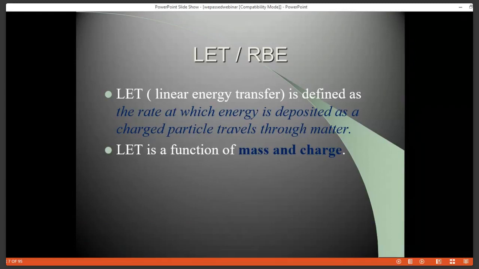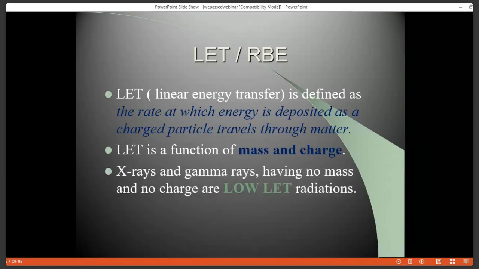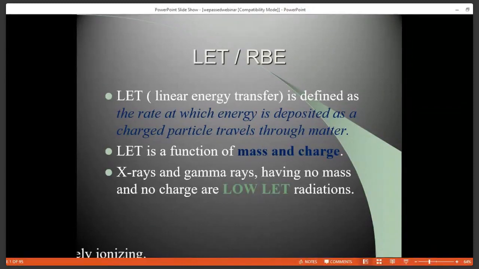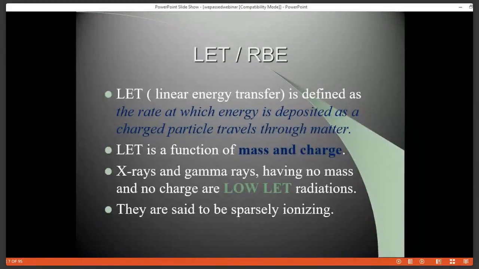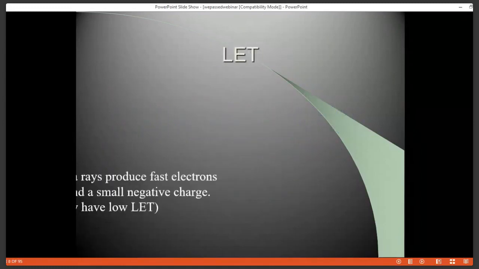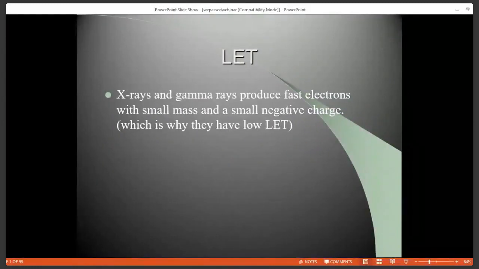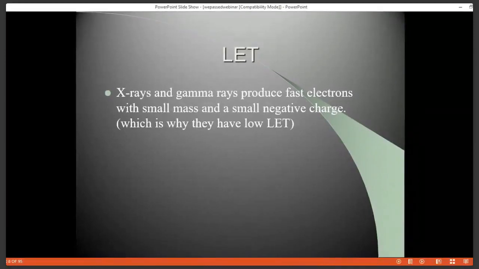As either one of those goes up, we would expect to see a corresponding increase in the amount of energy transferred over any given distance. X-rays and gamma rays, as we said, having no mass and no charge, are considered low LET radiations. And they are said to be sparsely ionizing because they deposit energy haphazardly as they move through tissue, and randomly as well.